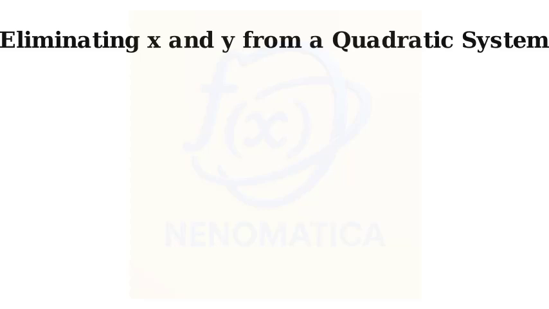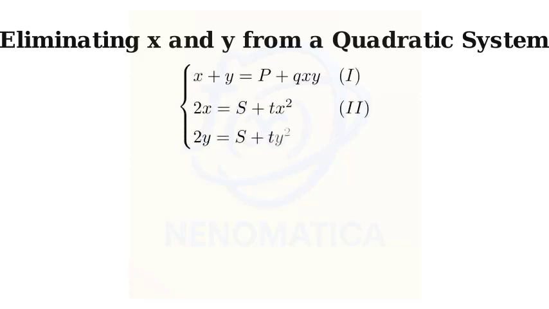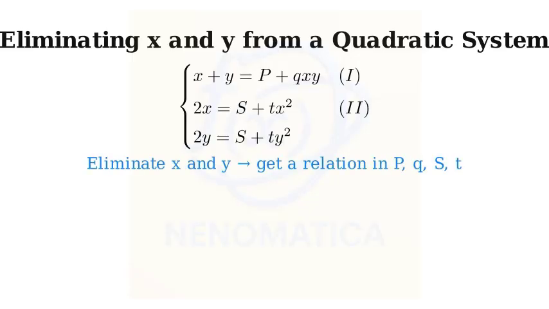Here is the system. We are given equation 1: x plus y equals p plus qxy, and equation 2: 2x equals s plus tx squared, and 2y equals s plus ty squared. Our goal is to eliminate x and y and obtain relations that only involve the parameters p, q, s, and t.